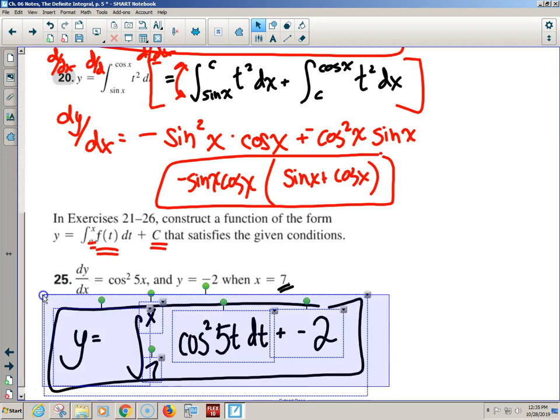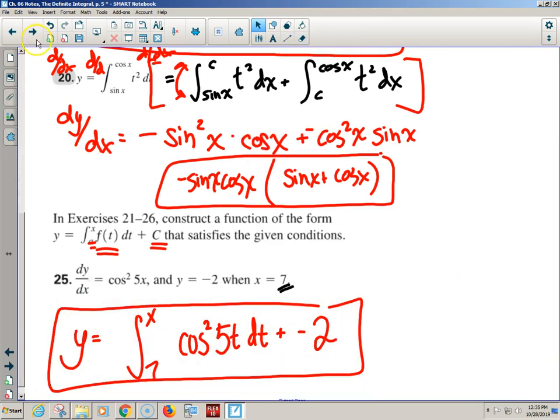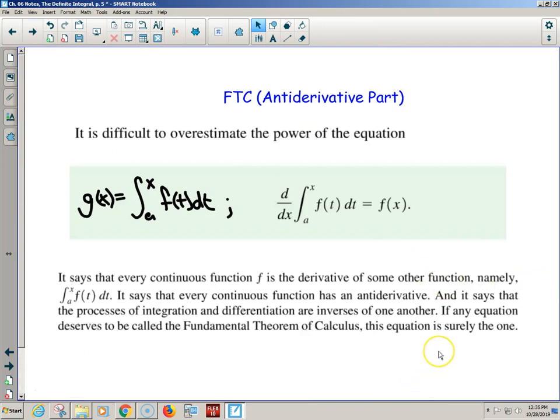Very uniquely put. Let me make this red real fast because we do that whenever we answer questions. I just made it black for whatever reason. Okay.